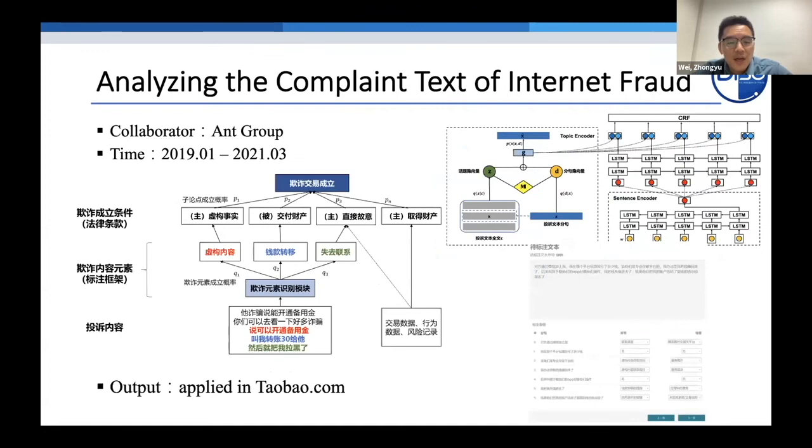Then there is a collaboration with Ant Financial. We are trying to analyze complaint texts about internet fraud. Some users might submit a complaint text saying that some fake users cheated them. We want to see if this is true. And the algorithm is applied in Taobao.com.